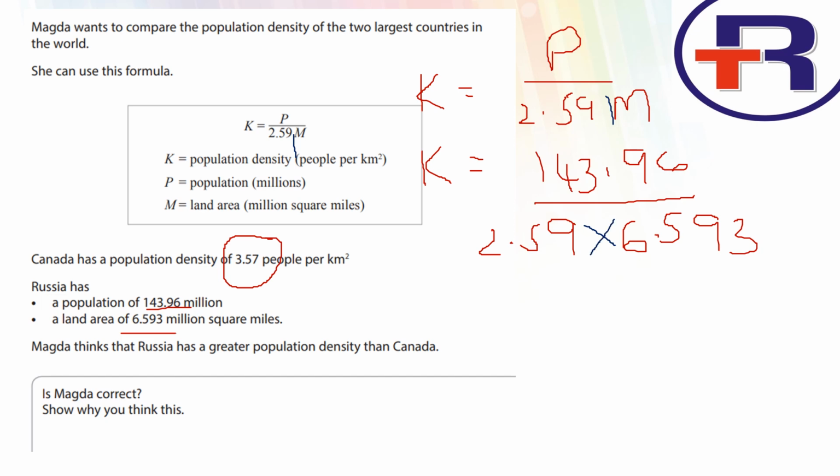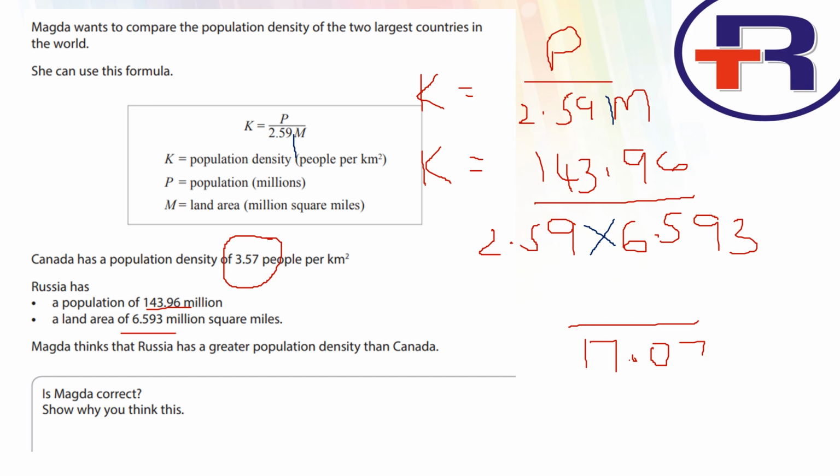So we apply the BIDMAS rule. But the BIDMAS rule says that we need to divide before we do multiplication. But again, we can't divide one number by two numbers. So we must do the bottom of the sum first. We must do the multiplication first, which is 2.59 multiplied by 6.593. So that's going to give us a bottom number, 17.07.